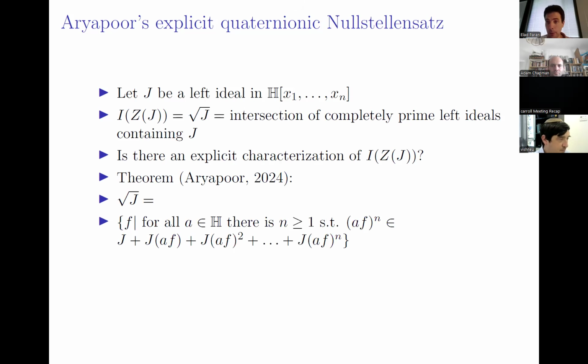It is a set of all polynomials such that for any quaternion A, you can find a power n such that AF to the n belongs to the following left ideal, J plus JAF up to JAF to the n. That's a description. It is more complicated, and it's quite annoying that you have this restriction that you need to have this condition being satisfied for all quaternions A. You cannot replace it just with A equals 1.